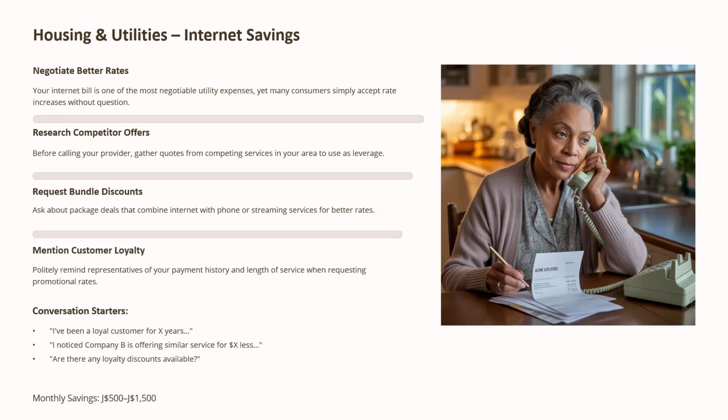Another thing that you can do is to research a competitor's offer. So if you, for example, were to get a quote from Flow, sorry, from Digital to say they're offering you X, you can use that as a bargaining chip to negotiate a better rate with Flow. And I've seen persons do that successfully as well.